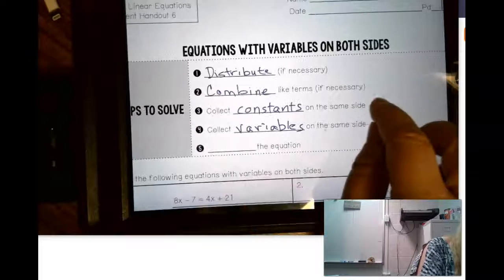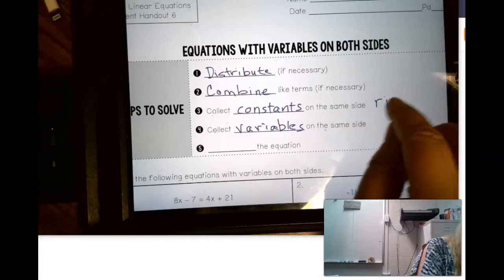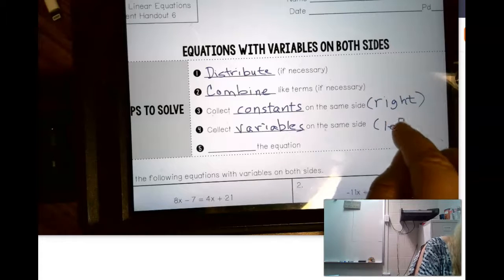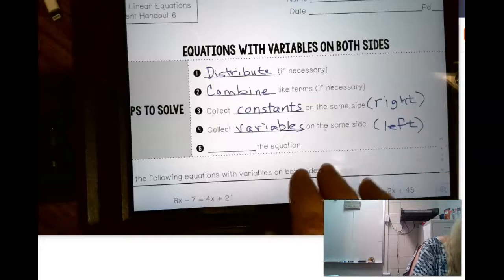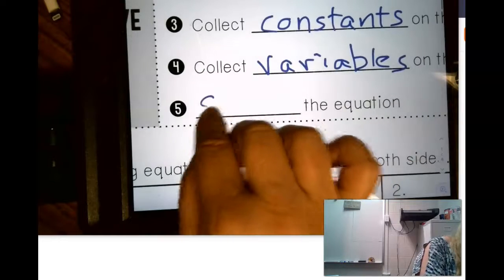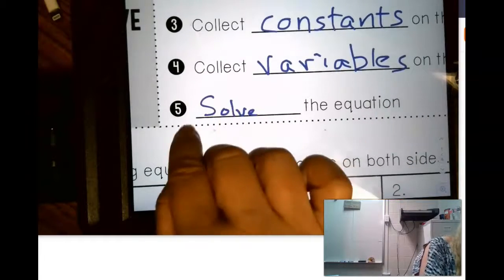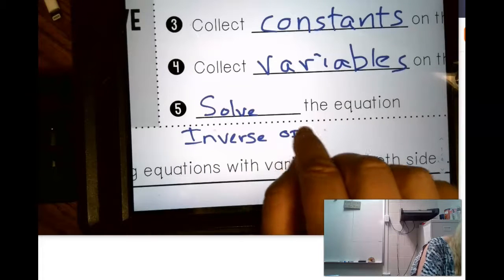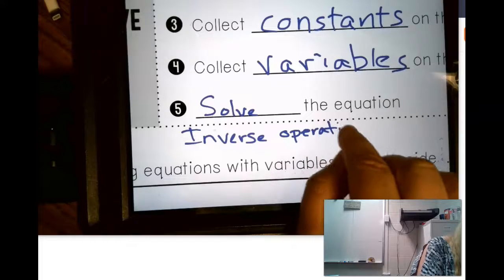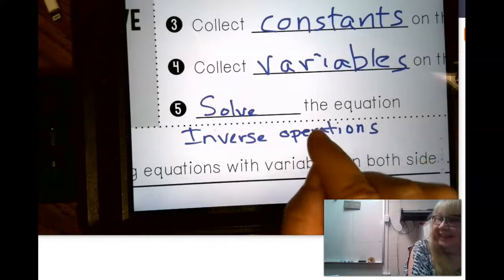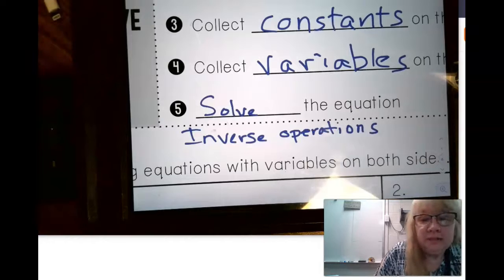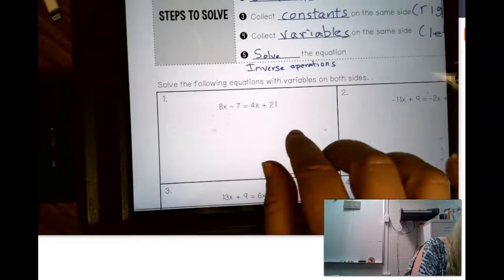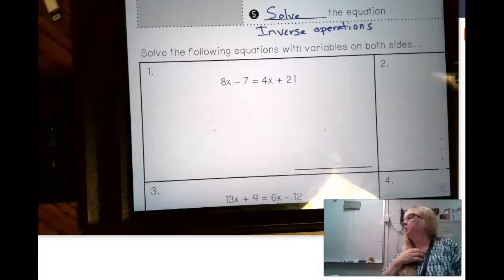And I like to have the constants on the right side of the equal sign and the variables on the left side. And then we can solve the equation by using inverse operations. That means that if we're multiplying, we divide. If we're dividing, we multiply. If we're adding, we subtract. And if we're subtracting, we add. That's all we mean by inverse operations. So let's look at some examples.